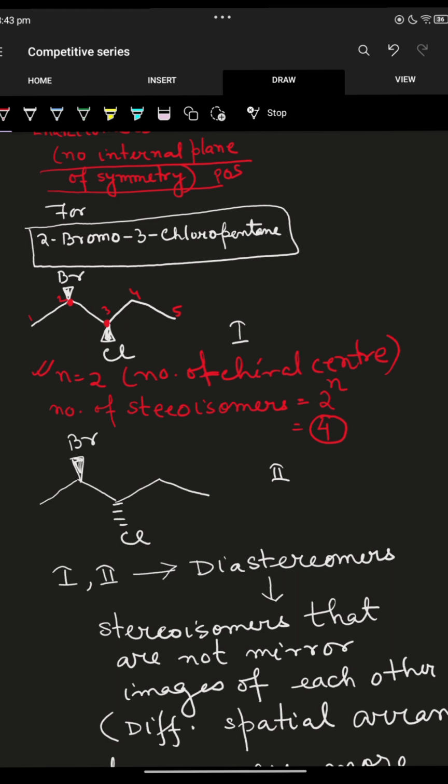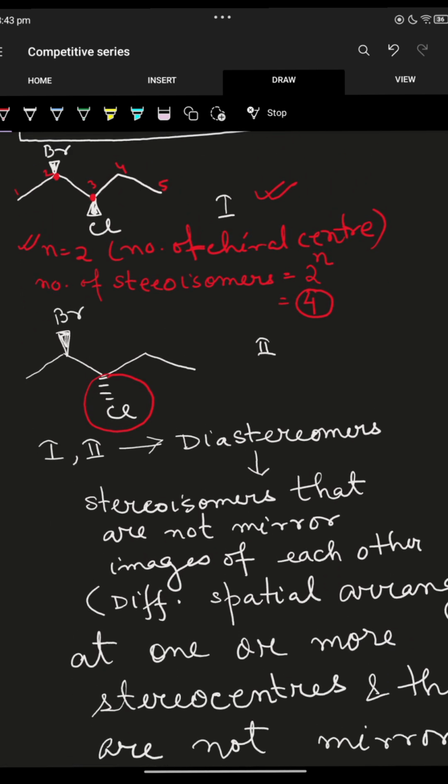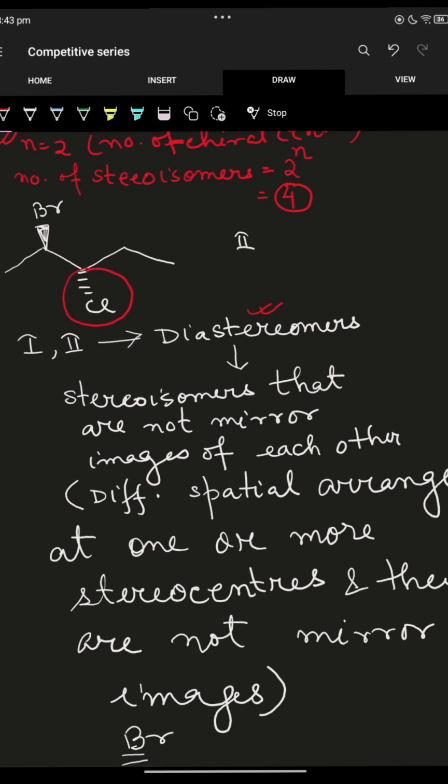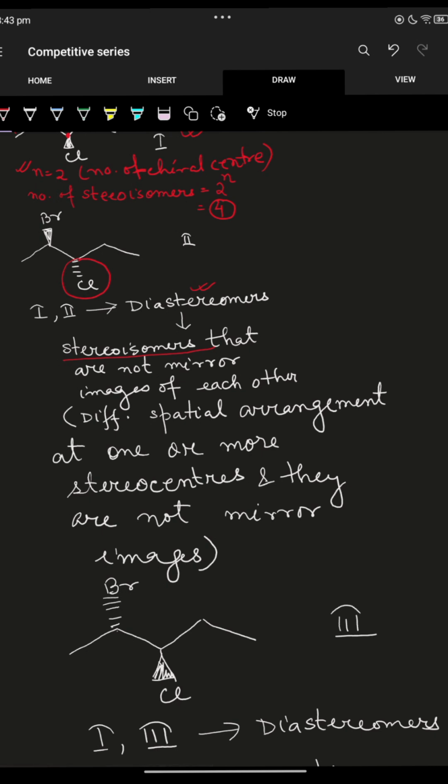So let us try to draw. This is number 1. In number 2, I can change one. So I have changed the C-Cl bond; I made a dash bond here in the second structure. Since there is a change in one chiral center, it's a diastereomer. And understand what a diastereomer is: it's a stereoisomer that is not a mirror image of the other, and it occurs with a difference in spatial arrangement at one or more stereo centers.